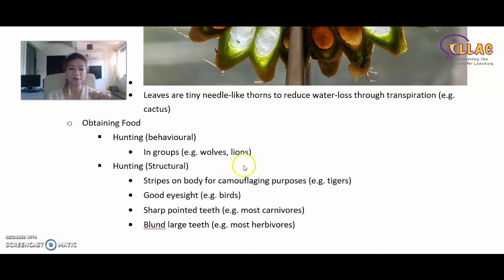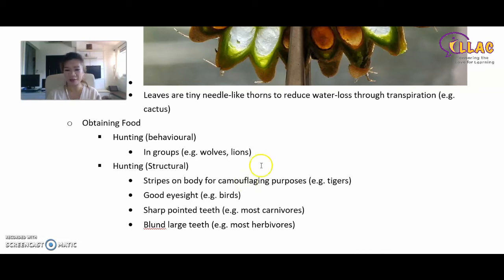Moving on to the next point, animals need to adapt as well in order to obtain food. Because hunting can be quite difficult if done alone, a behavioral adaptation that some animals adopt is to hunt in groups. For example, the wolves and the lions, they hunt in groups. Some of them also have stripes on their body to camouflage themselves so that they can hunt effectively, so that they can get the food that they need.